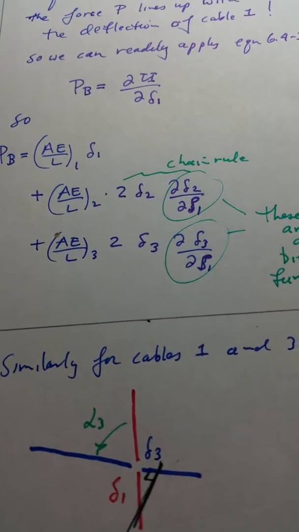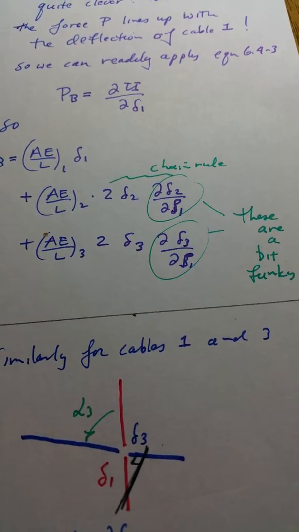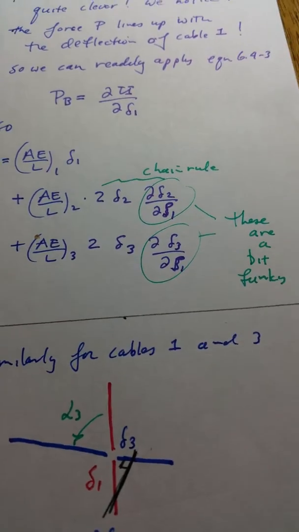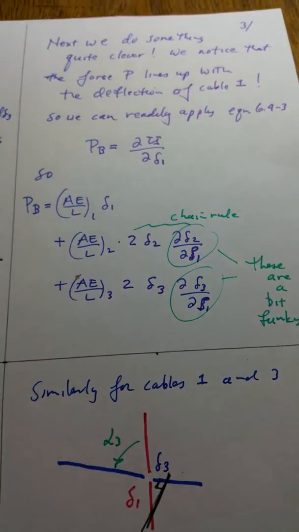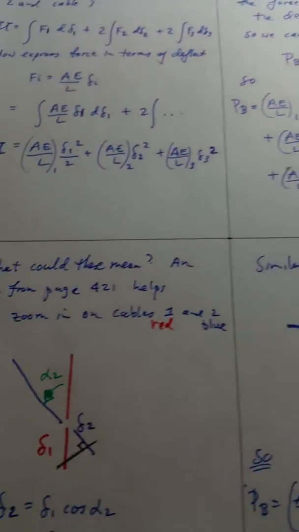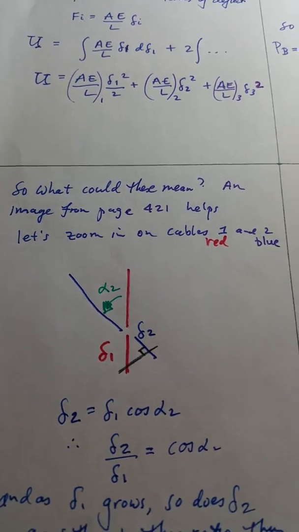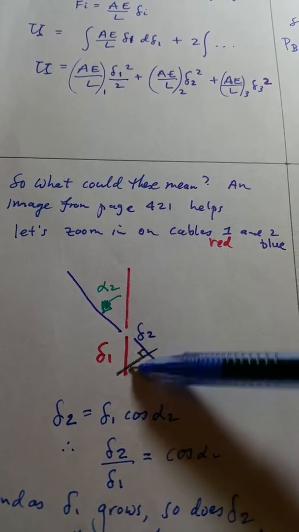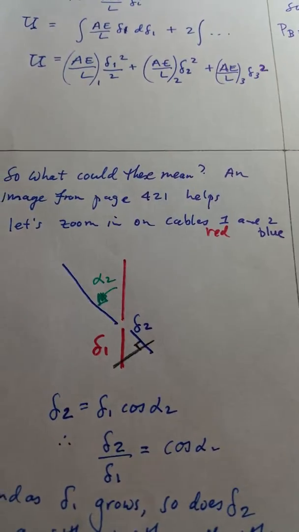Partial delta 2 partial delta 1. And your author has tremendously helpful images here, so that's why I think it's worth exploring this example in some detail, and we're going to, of course, do this for homework. So what's going on here? Take a look at page 421, and let's zoom in on 2 cables. So I made the vertical cable a red cable, and I made cable 2 a blue cable here.